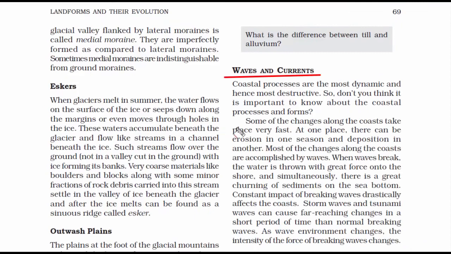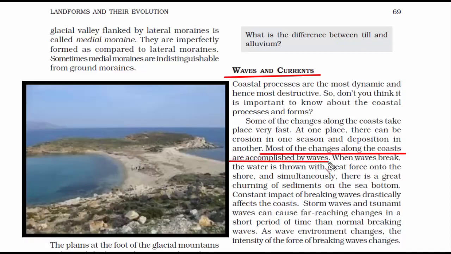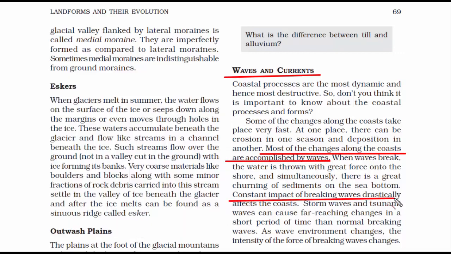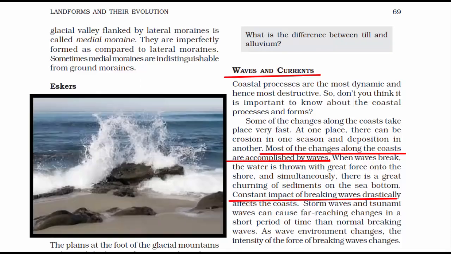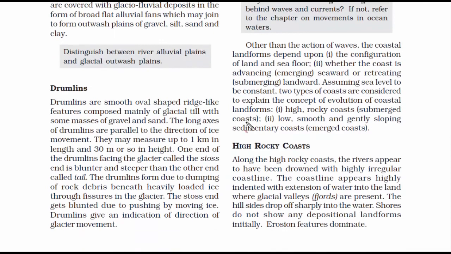Now we will read about waves and currents, which are also exogenic forces responsible for erosion and deposition of landforms. When we see the words waves and currents, immediately sea and ocean come to mind. And where do these waves and currents come and hit? Coastal areas. That's why the land formations at coastal areas are the most dynamic and destructive. Erosion and deposition are so fast at coastal places because of the constant arrival of waves. When waves break, water is thrown with great force onto the shore, and this mechanism moves the sediments at the coastal area to a great extent. That's what makes the coastal landform very dynamic.